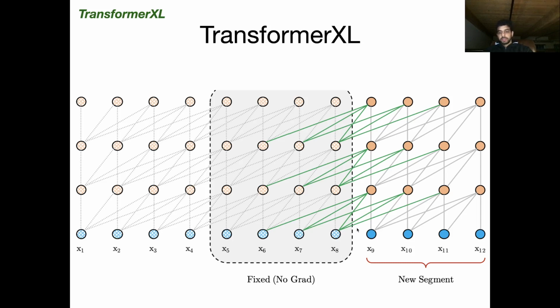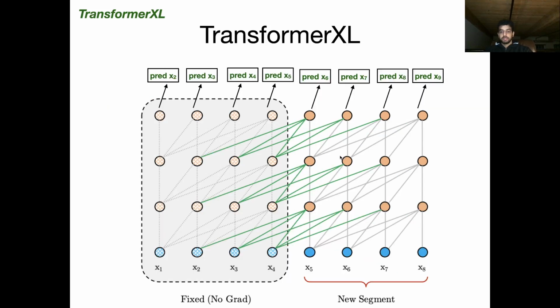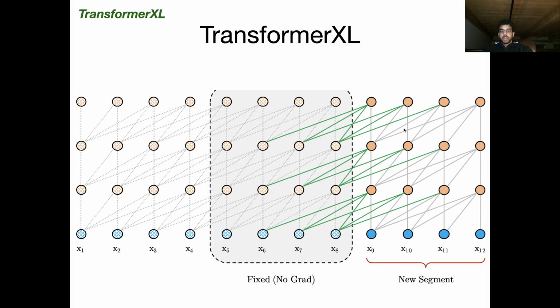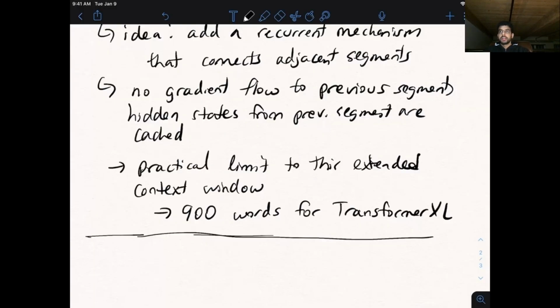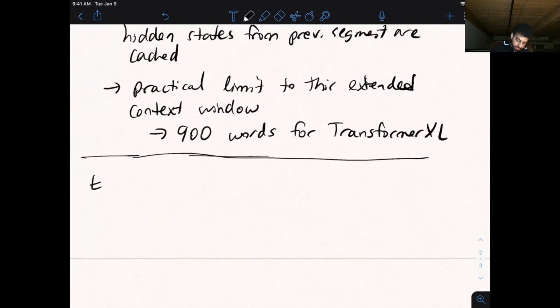Okay, and yeah, just to further demonstrate, if you wanted to now predict the next segment, say x sub 9 to x sub 12, you're now going to do this recurrent connection to the previous segment that you've computed here. Okay, so this is just one way in which you can think about extending your window size, the TransformerXL. And now let's go back to the iPad for a discussion of the next improvement over BERT, which was Electra.